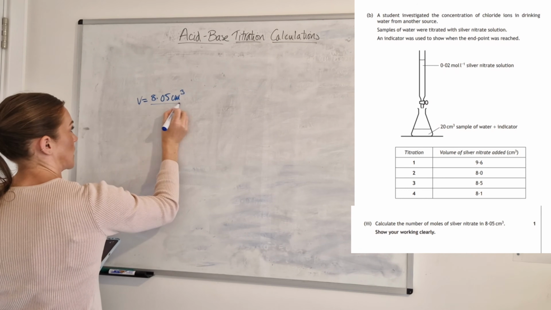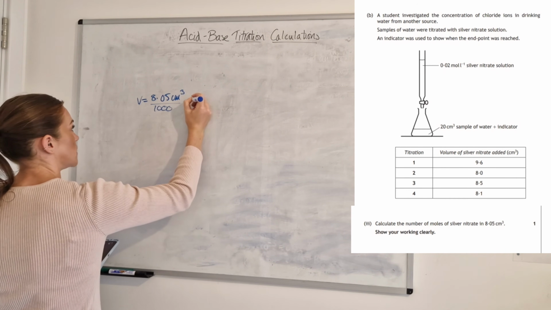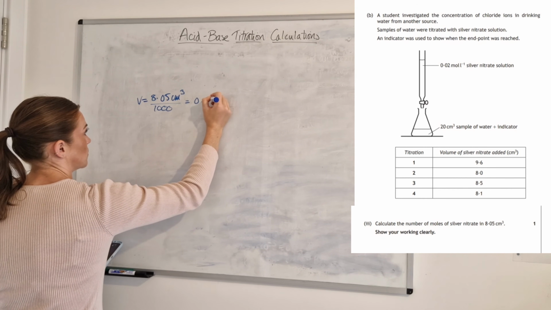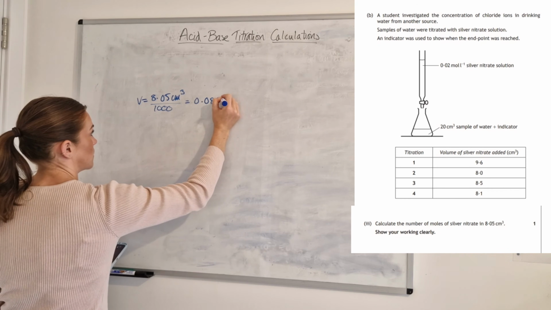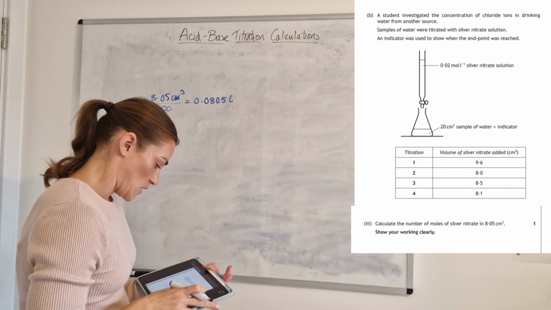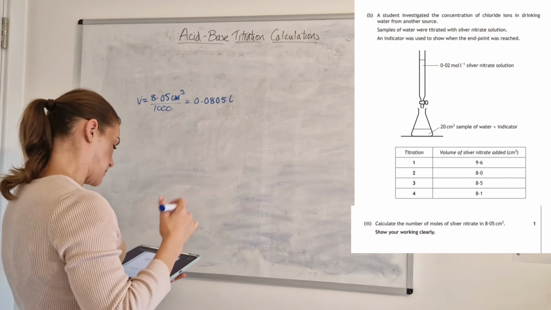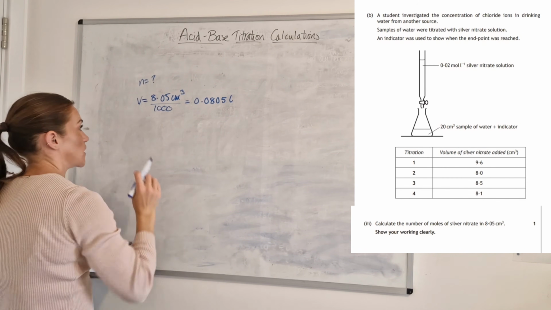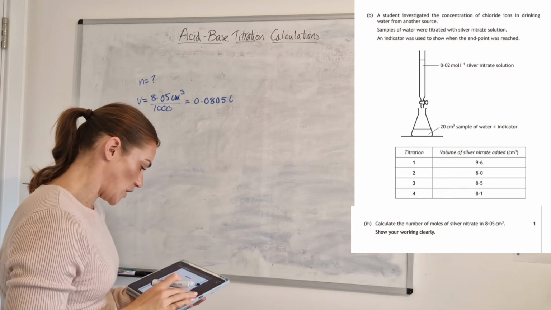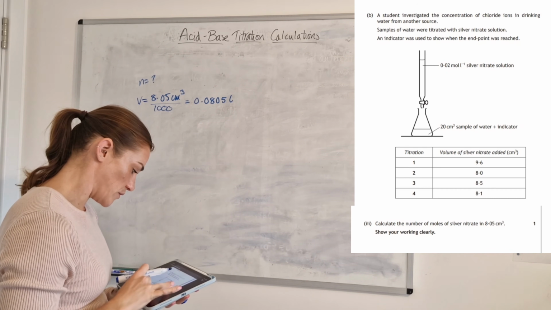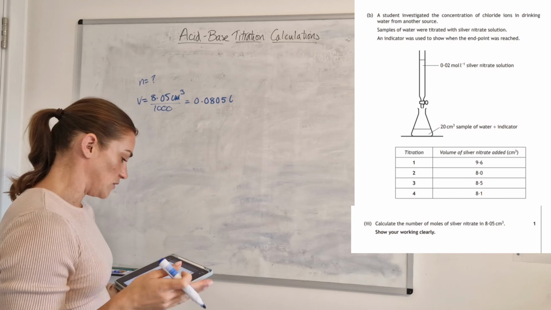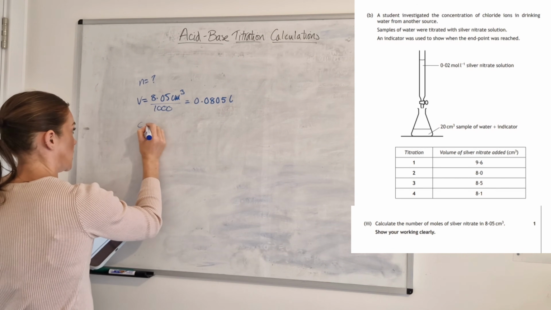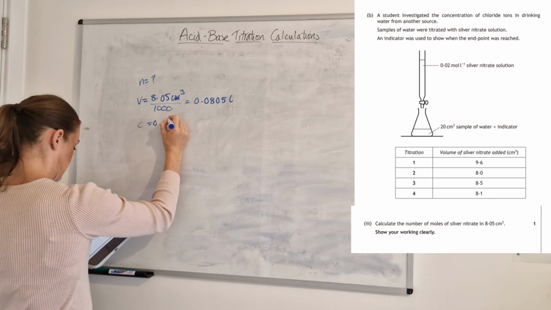Okay, and again, we always convert our volumes into litres, so we need to divide by 1,000, so that'd be 0.0805 litres. And it wants us to calculate the number of moles, so I'm going to put n equals question mark. And then if we look at our picture to see if that can give us any more information, it's talking about the silver nitrate, and if we look at silver nitrate in the picture, it gives us a concentration.